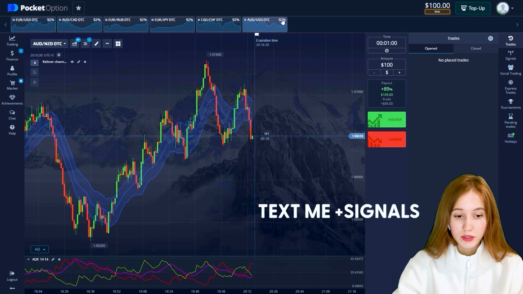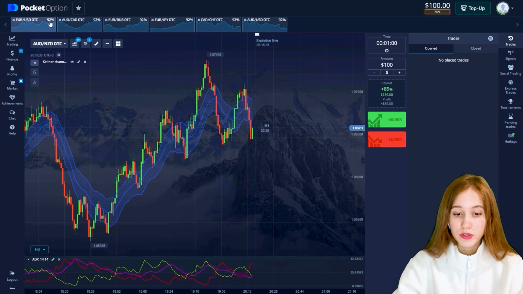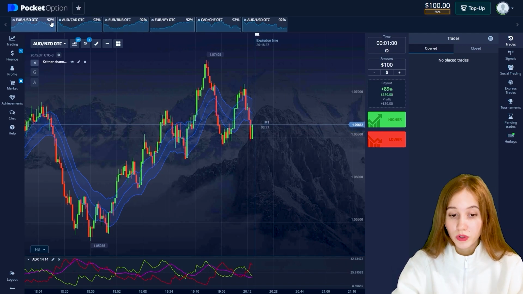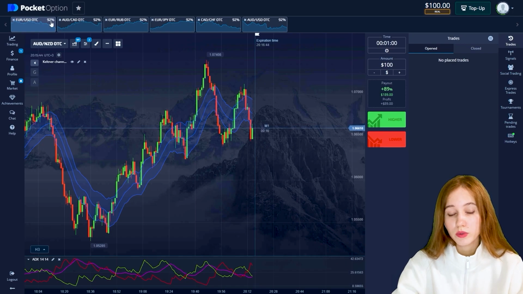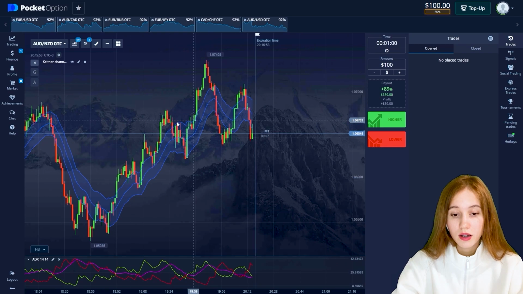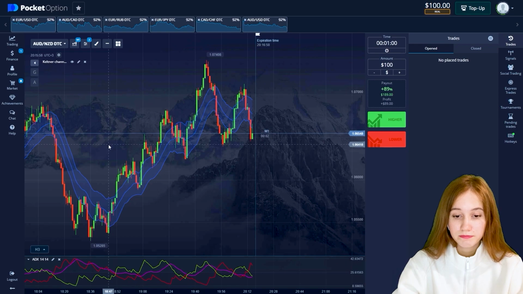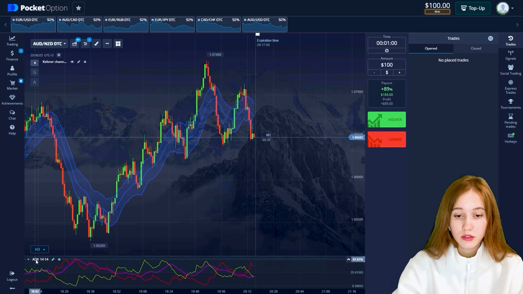We will use Quotex and a payout percentage of more than 90%. It's very important. I recommend you use Quotex with a payout percentage of more than 70%. And we will use technical analysis and, of course, indicators. So 2 indicators: Keltner channel and ADX.